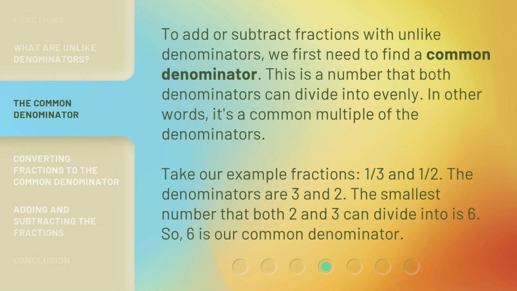To add or subtract fractions with unlike denominators, we first need to find a common denominator. This is a number that both denominators can divide into evenly. In other words, it's a common multiple of the denominators. Take our example fractions, 1/3 and 1/2. The denominators are 3 and 2. The smallest number that both 2 and 3 can divide into is 6. So, 6 is our common denominator.